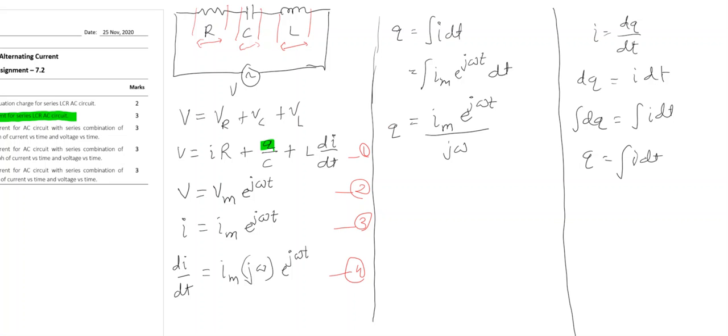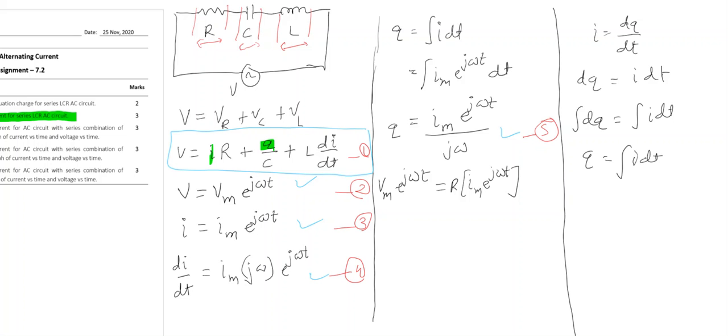Let me call it equation 5. Now, what if I substitute 2, 3, 4, and 5 in this equation? Let us see what we get. So the left side becomes Vm e raised to j omega t. The first term on the right side is R Im e raised to j omega t. What did I do? Instead of this I have substituted Im e raised to j omega t. Okay.